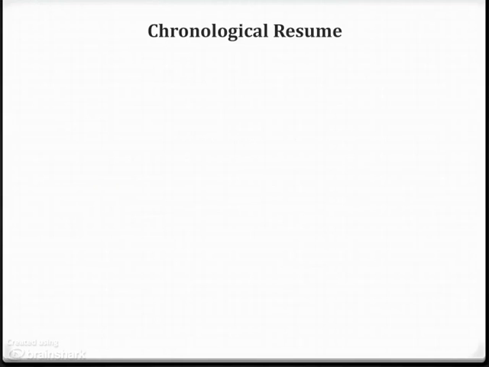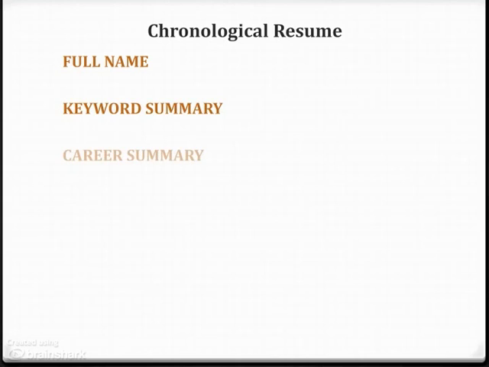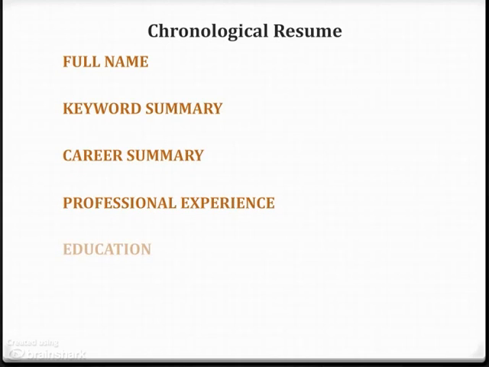There are some things that are similar and some things that are different between a chronological and a functional resume. We're going to look at each one. Let's begin with a chronological resume. Some of the items you would typically find on a chronological resume would include the full name with contact information, a keyword summary, a career summary, professional experience, education, and community service.